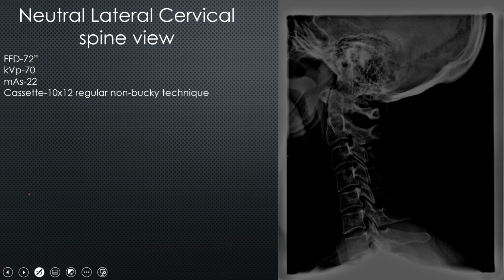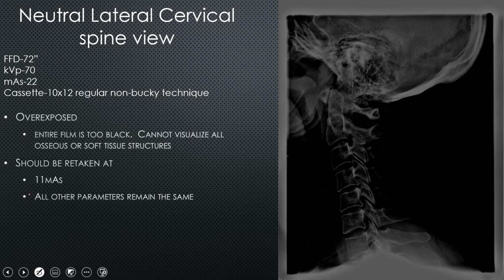So as you can see, very, very dark image. This was overexposed. Therefore, we should consider cutting that mAs in half, bringing it down to 11, keeping everything else the same. So again, the FFD remains the same, the kVp is going to remain the same, and the cassette and technique that we use will all remain the same except for that mAs.